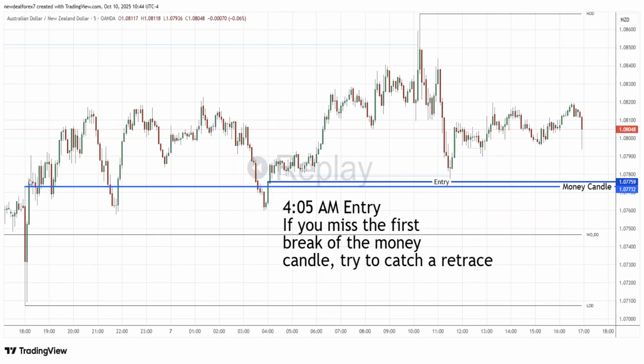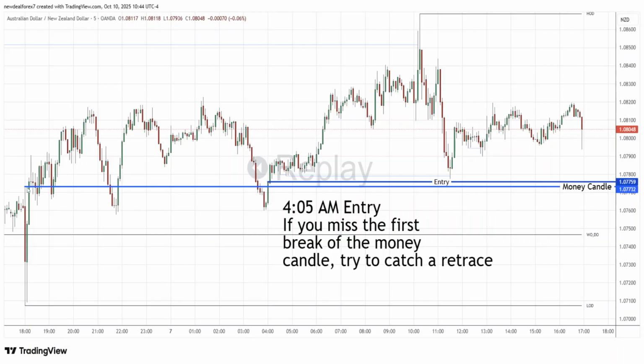Once price closes above it, the low of this money candle should hold. See how this price action here, this low, it never even gets touched. But obviously you can't enter down there, so we have to wait for sometimes a retracement. So you see some retracements here, retracement here, a little bit of one here, but by here it's a little too late. But the best entry would have been at 4:05 a.m.